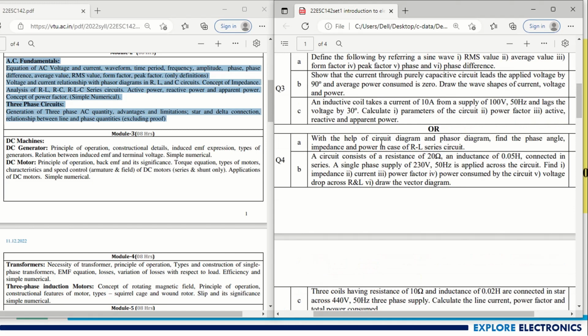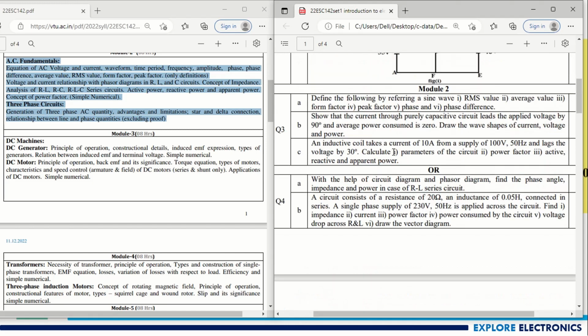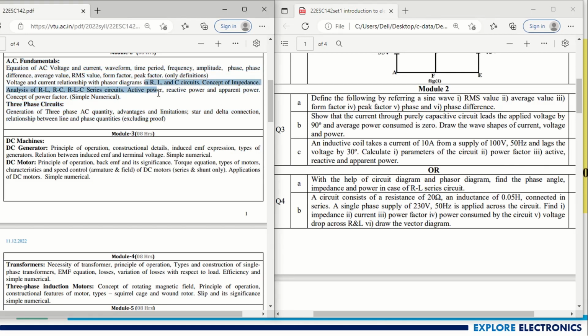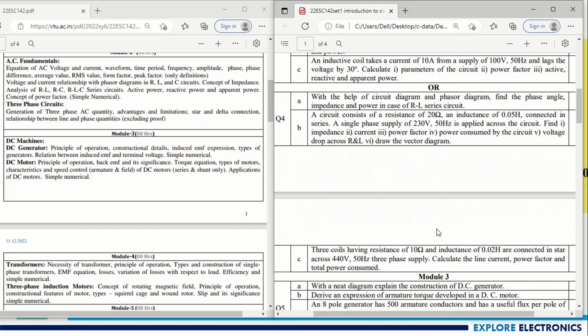So you can easily guess the questions in module 2. You will be having one derivation or some theory explanation related to a purely capacitive circuit or inductive or RLC, RL, these kinds of things, as you can see over here, and one problem related to that. And coming to 3-phase also, they will be asking one problem for sure on star and delta connections. This is about module 2.